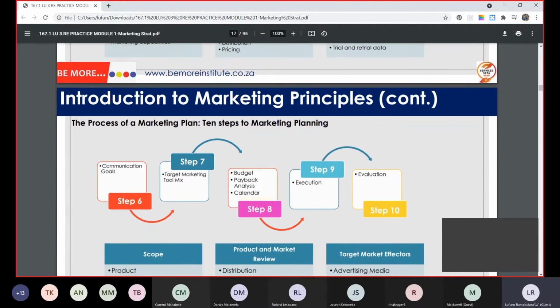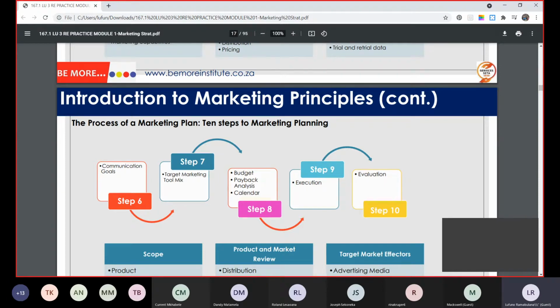So we were up to step number 5, which is plan the strategies. Now we go further to communication goals. What is an effective way to communicate our marketing plan, and how are we going to do that? When would we say we have communicated well to our clients, basically?